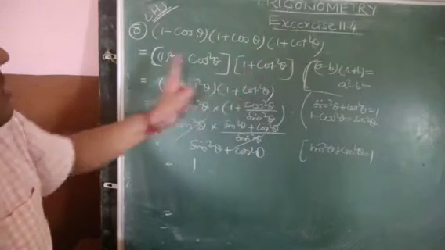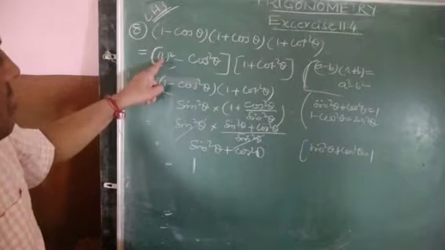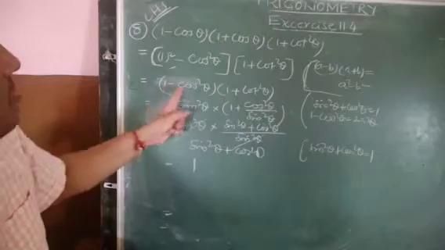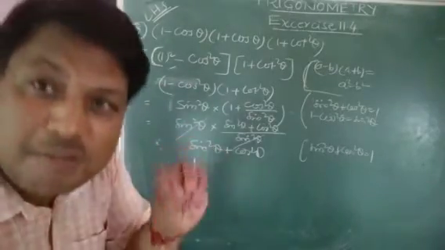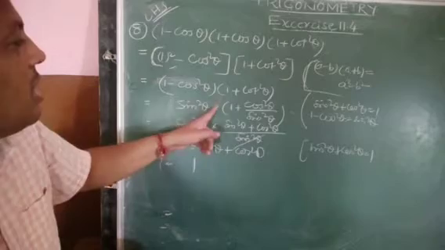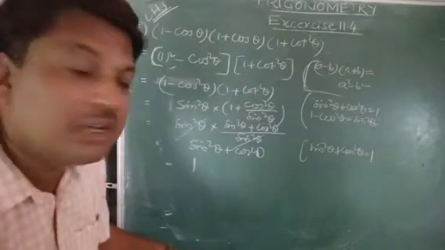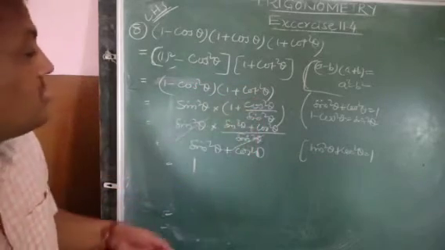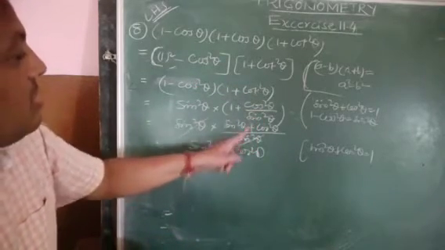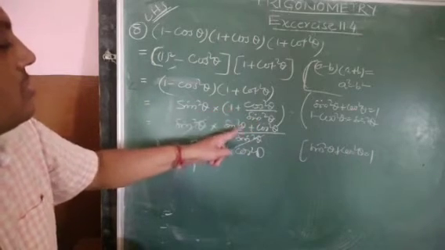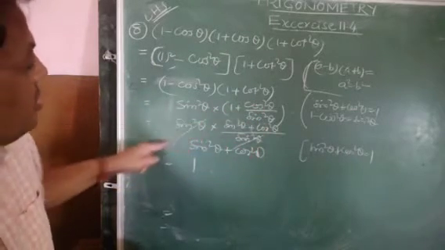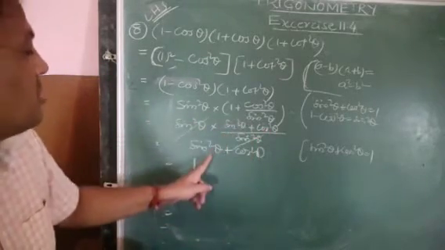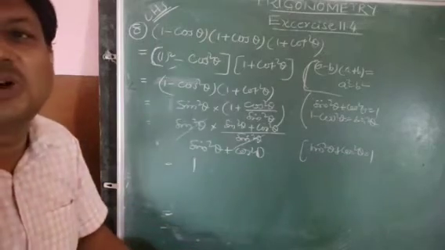I wrote it as it is; this A square minus B square I wrote systematically: 1 square minus cos square theta, and 1 plus cot square theta. Now 1 minus cos square theta can be simplified as sin square theta, into 1 plus, in place of cot square theta, since we have to simplify, convert it to cos square theta by sin square theta. Take LCM: sin square theta into (sin square theta plus cos square theta) over sin square theta. Numerator and denominator same terms cancelled. Sin square theta plus cos square theta is left and that is equal to 1, children.